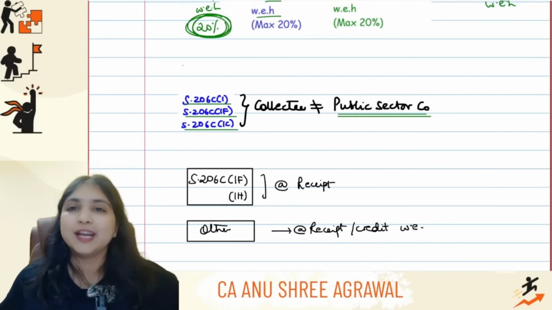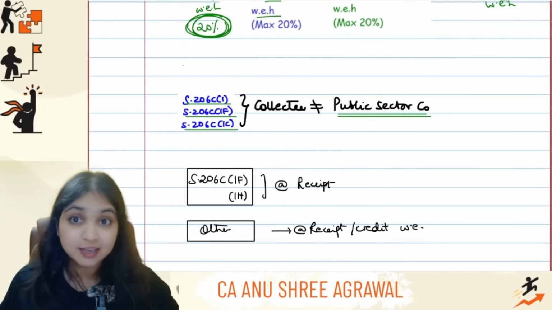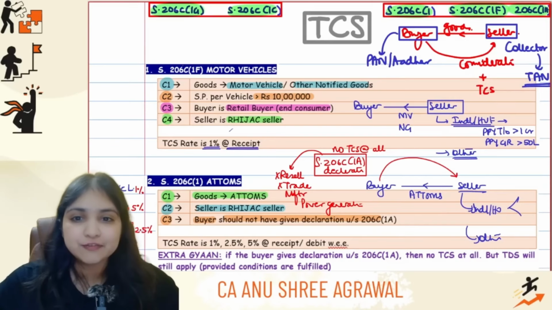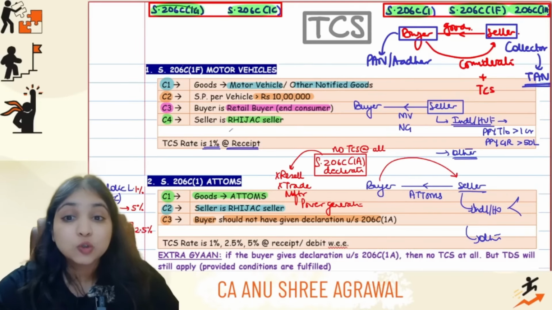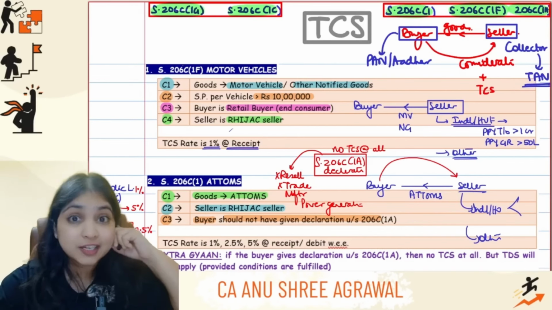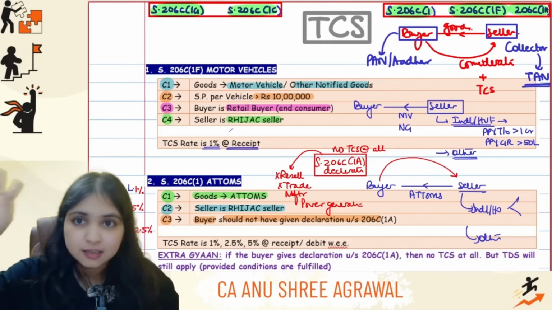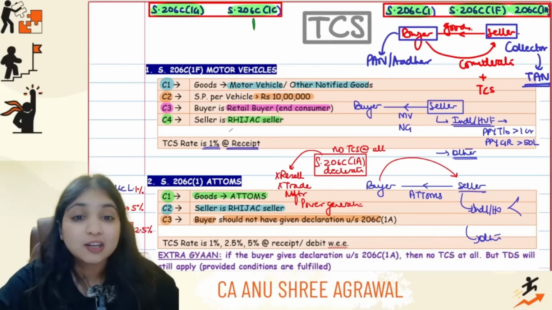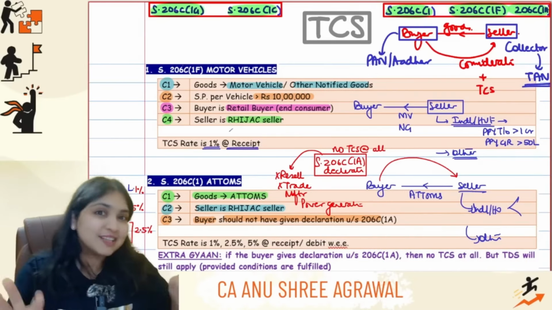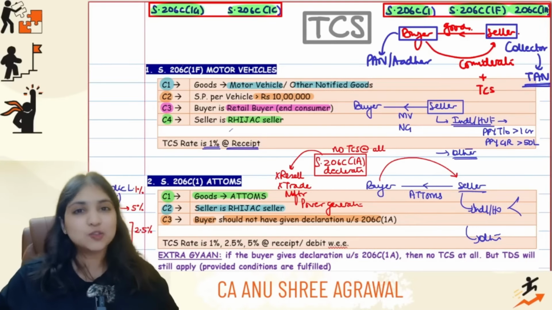Now you're ready to take up any question you will be able to handle. There are totally 5 TCS sections, guys. 206C1 atoms, 206C1F motor vehicles, 206C1H all goods, 206C1G, which is relating to your 2 things: overseas remittance and your overseas tour package, and 206C1C, which deals with lease or license.